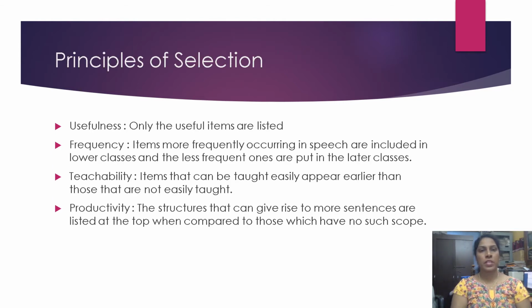Listed out here are the principles of selection: usefulness, frequency, teachability, productivity. Let us come to usefulness. Only the useful items are listed. Frequency: items more frequently occurring in speech are included in lower classes and the less frequent ones are put in the later classes. Teachability: items that can be taught easily appear earlier than those that are not easily taught. Productivity: the structures that can give rise to more sentences are listed at the top when compared to those which have no such scope.